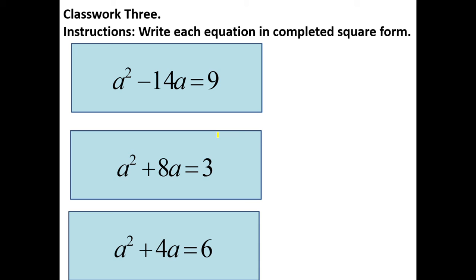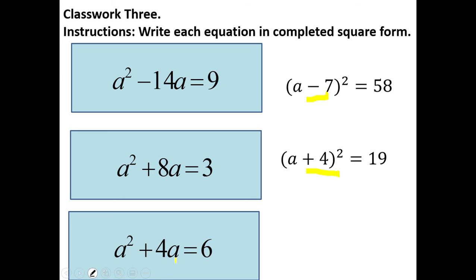Okay, let's see what I got. A minus 7 squared equals 58. Okay, let's try the next one. Pause your video, and then we'll come back and see what I got. All right, what I got was a plus 4 squared equals 19. And notice that half of negative 14 is negative 7. Half of plus 8 is plus 4.